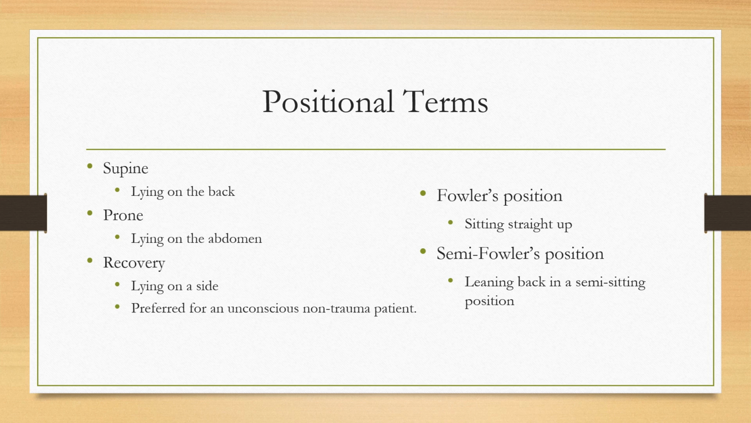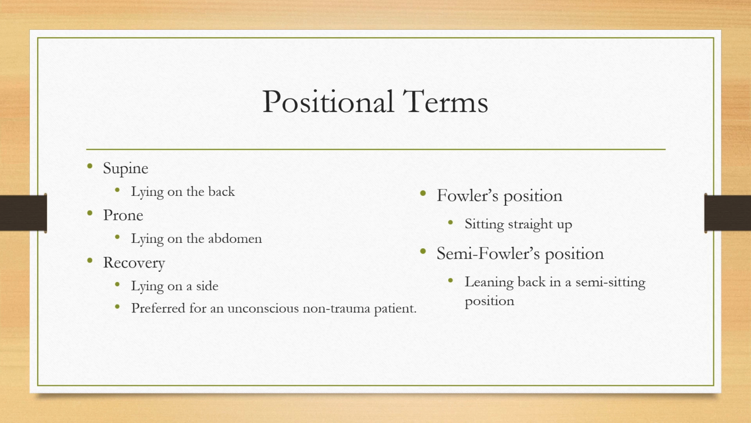So pronation or prone, this is lying face down, lying on their abdomen. If you've taken CPR, you probably know this one. Recovery position is lying on one side, a lot of times with one of the arms up. If you're going to put someone in right lateral recumbent, you're going to roll them on their right side with their right arm up. Recovery position is used to help keep their airway clear. So keep that in mind. It helps keep their tongue out of their throat and helps keep their airway clear if they start vomiting. So we prefer this in an unconscious, non-trauma patient, so someone who's not injured.